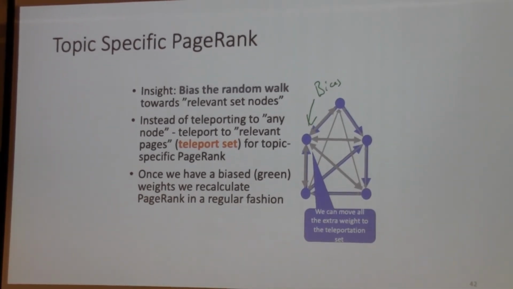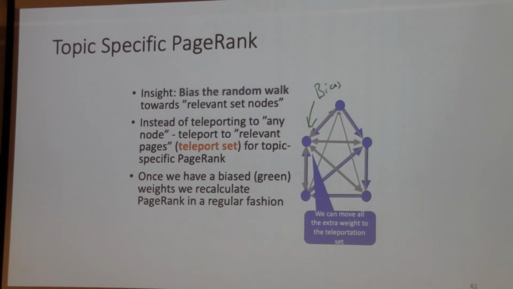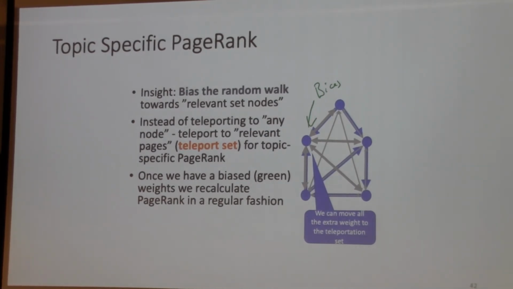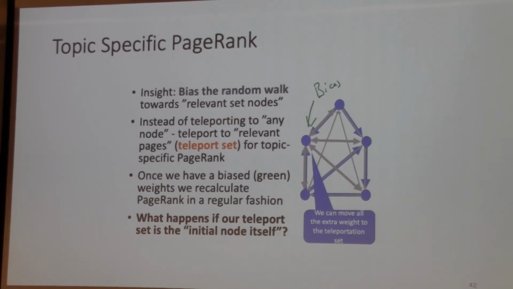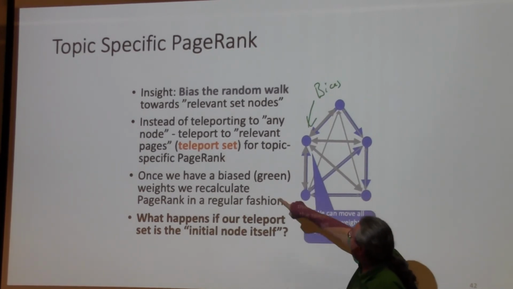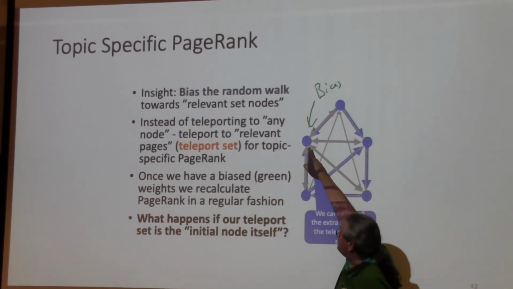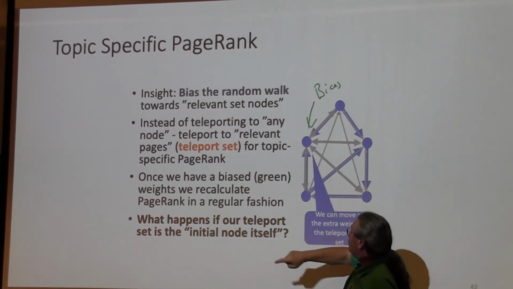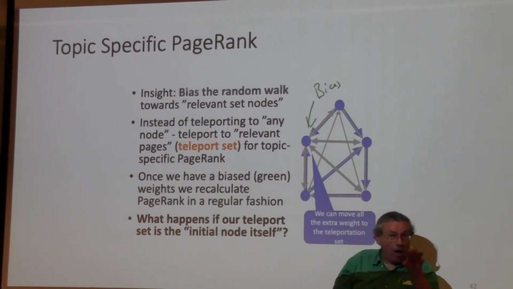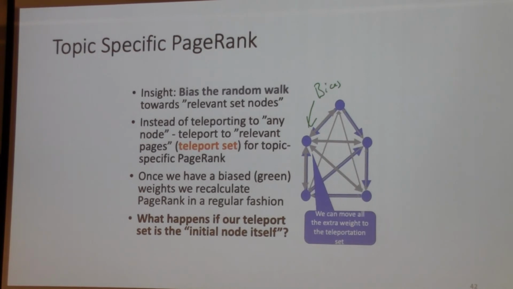So you can see this random walk idea is actually very powerful. You can do lots of variations. So this is the topic-specific PageRank. But what if, instead of having a set, I always start from one node? What if the teleport set is the initial node itself? What if I always start from picture 1, and I do random walk from there? And then I see what happens.